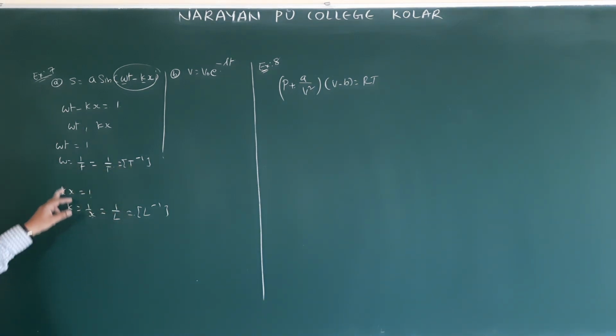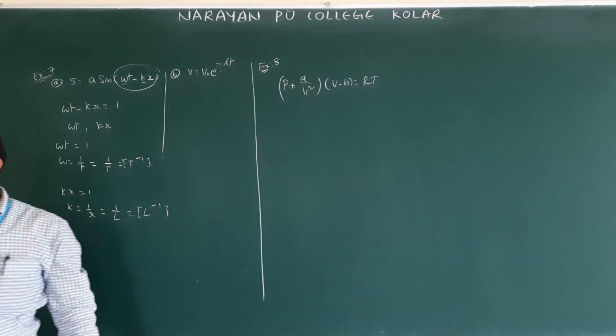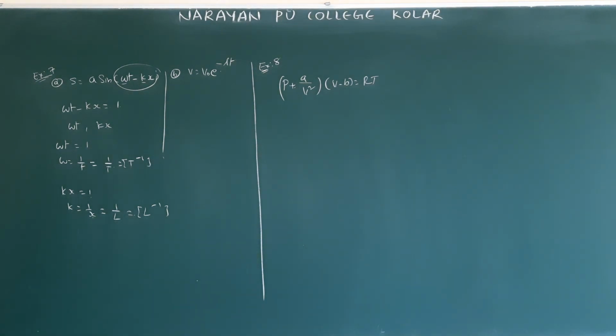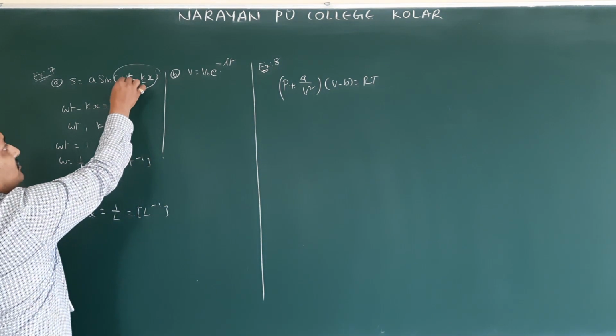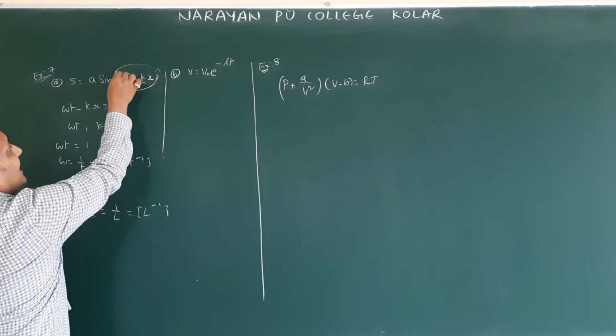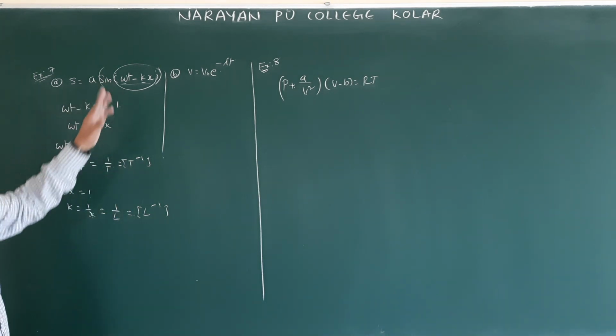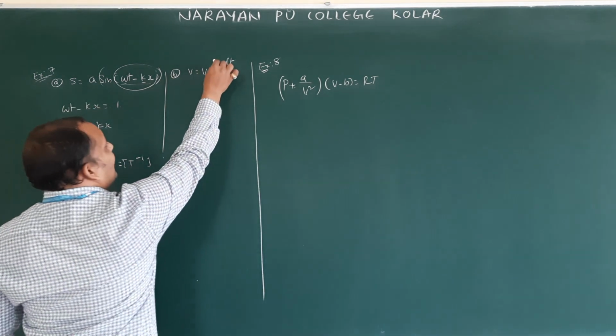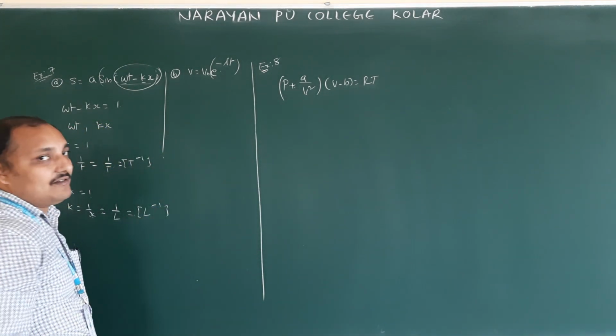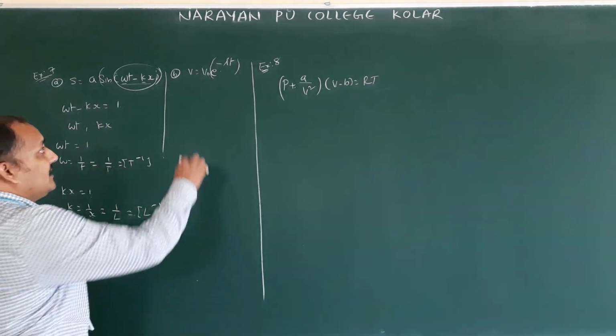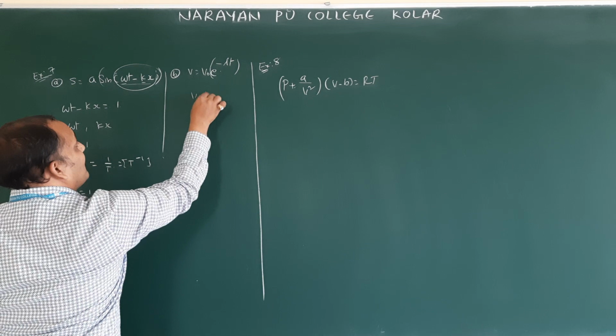So this is the dimension formula for omega and k: T power minus 1 for omega, L power minus 1 for k. Next thing. In B they gave V is equal to V naught into e power minus lambda t. The velocity of particle is given by V, where t is time. Find the dimensions of V naught and lambda. Again, just as sine function is not having dimension, this total value is equal to 1. Same like that, exponential function is dimensionless, that is equal to 1. Therefore V is equal to V naught.